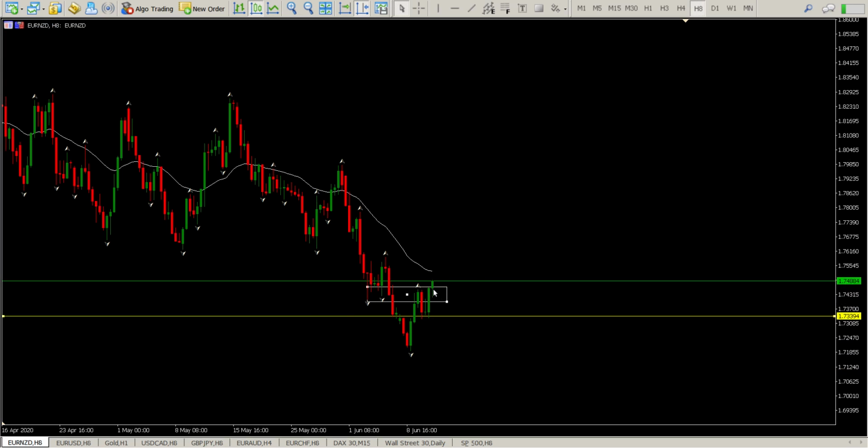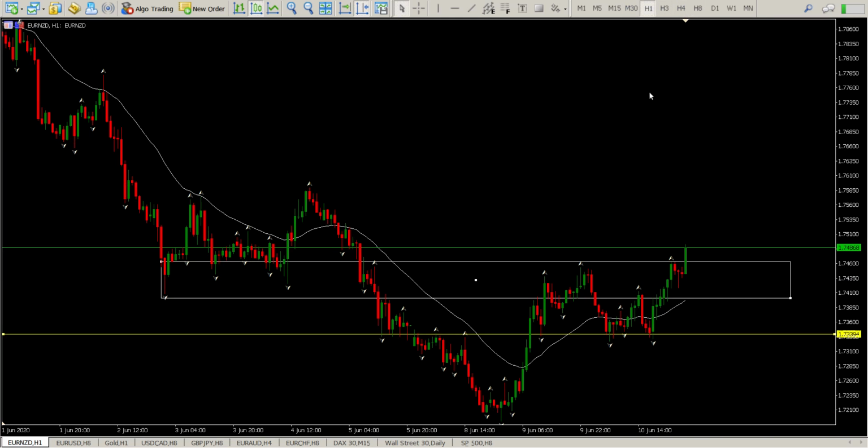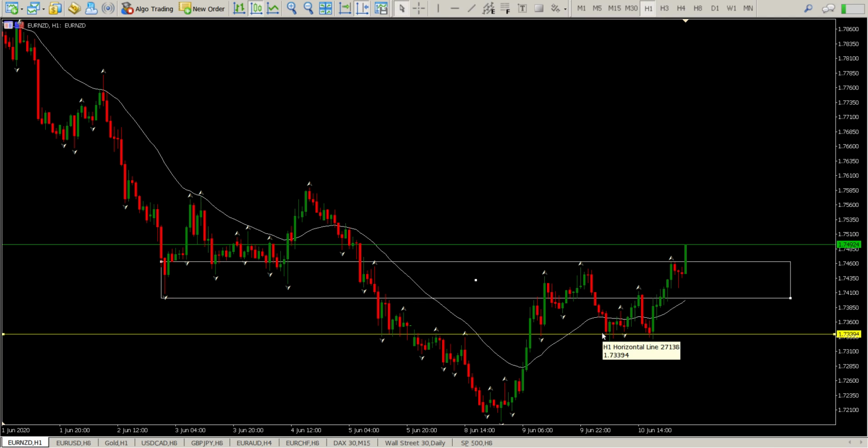You can see the target was hit yesterday and we are now going past that initial target. So we had this double bottom forming here. We also had a little bit of what looked like a range. We had a breakout, came back, tested the bottom of that range, which is this level right here at 173.394. You can see we hit the target and now we are shooting past it.